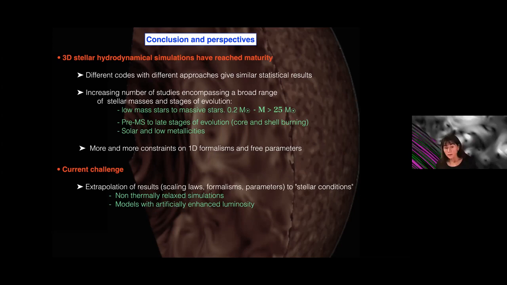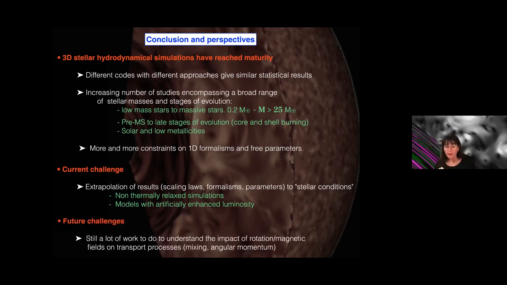There is a challenge, as I mentioned, which is the extrapolation of results from multi-D simulations to stellar conditions, whether your simulations are in a pseudo-steady state, so not thermally relaxed, or whether your simulations are artificially boosted with an increase of the luminosity. And then the future challenge is, I think there is still a lot of work to do to understand the impact of rotation and magnetic fields on transport, which is either mixing or angular momentum. Things are going to move in the community, and this is, I think, one of the main challenges for the future. And I will stop here.